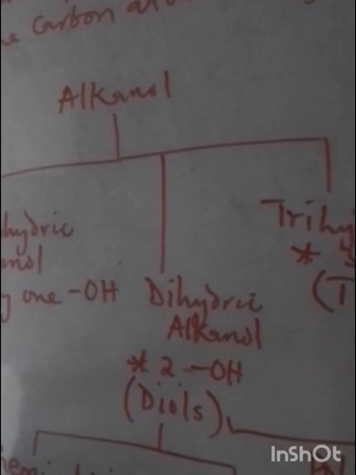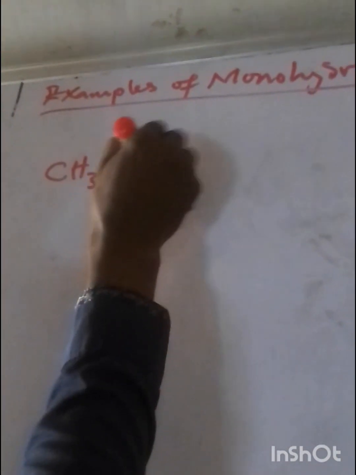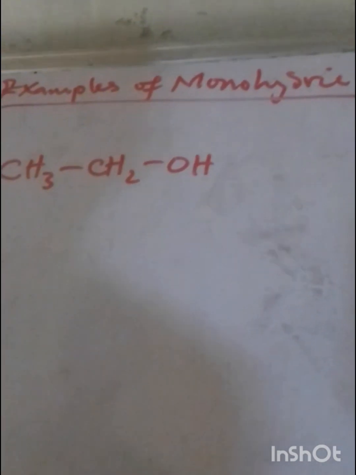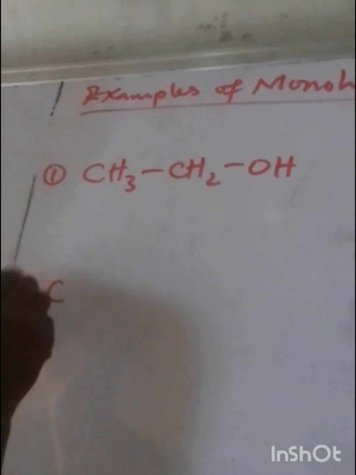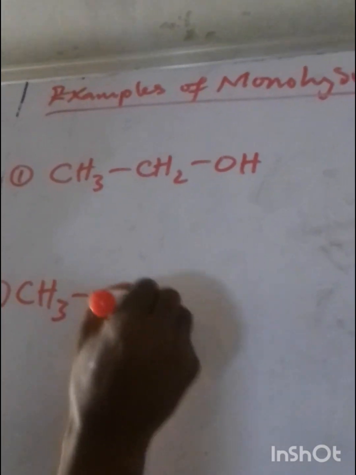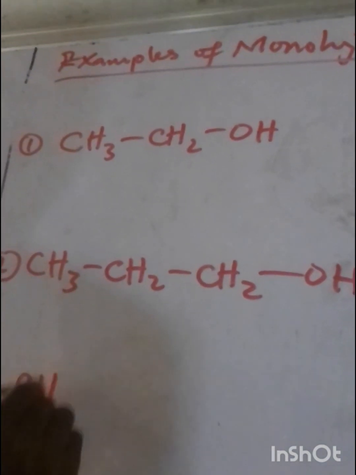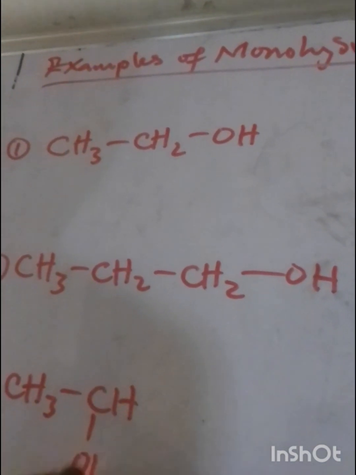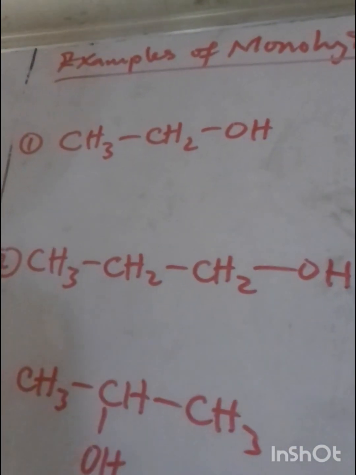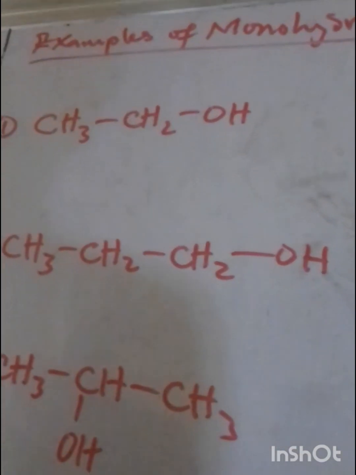So let's start from monohydric. Examples of monohydric alkanol. We have something like this: CH3CH2OH. We also have CH3CH2CH2OH. You could see that each of these alkanols has only one hydroxyl group. We also have CH3CH(OH)CH3. These are all monohydric. And the name of this is ethanol.